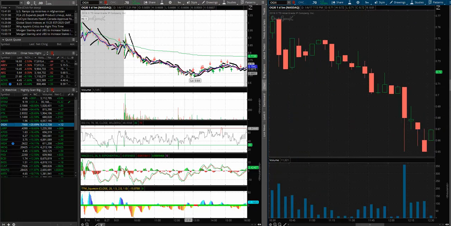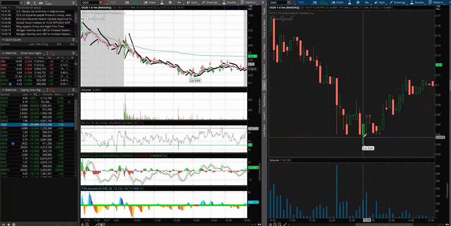And if you notice, this thing gapped down all the way to about 64 cents. And then what happened? Once it found its support at 64 cents, this was an opportunity to dip buy. And you could have dip bought it all the way at 70.